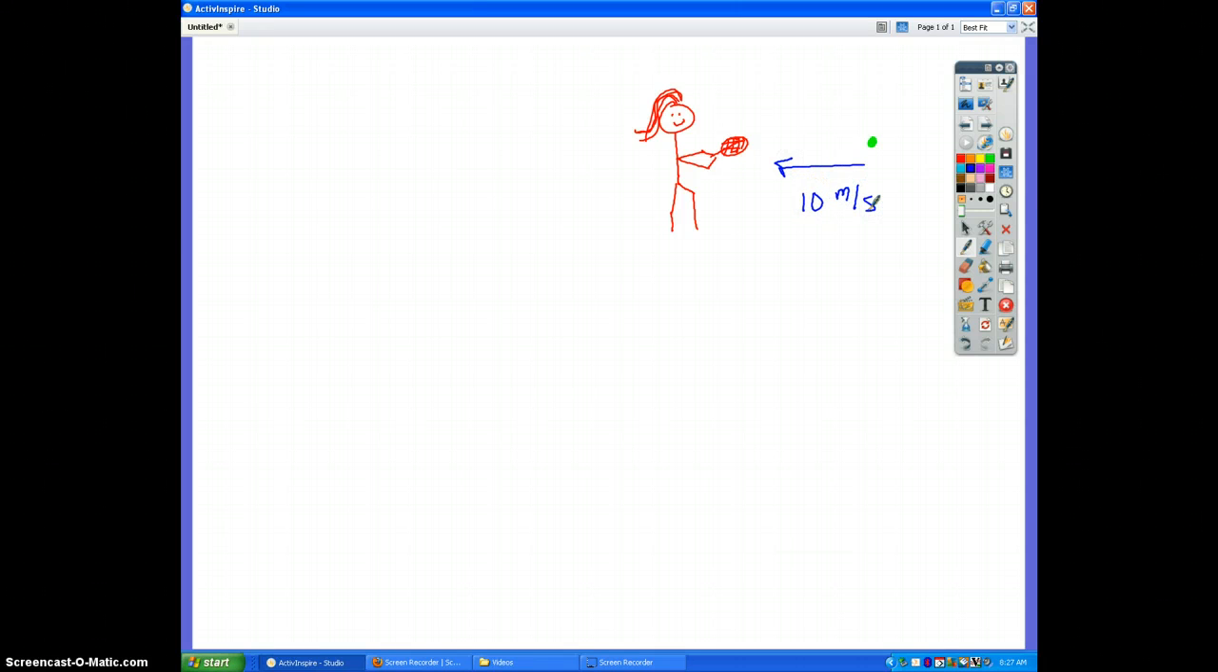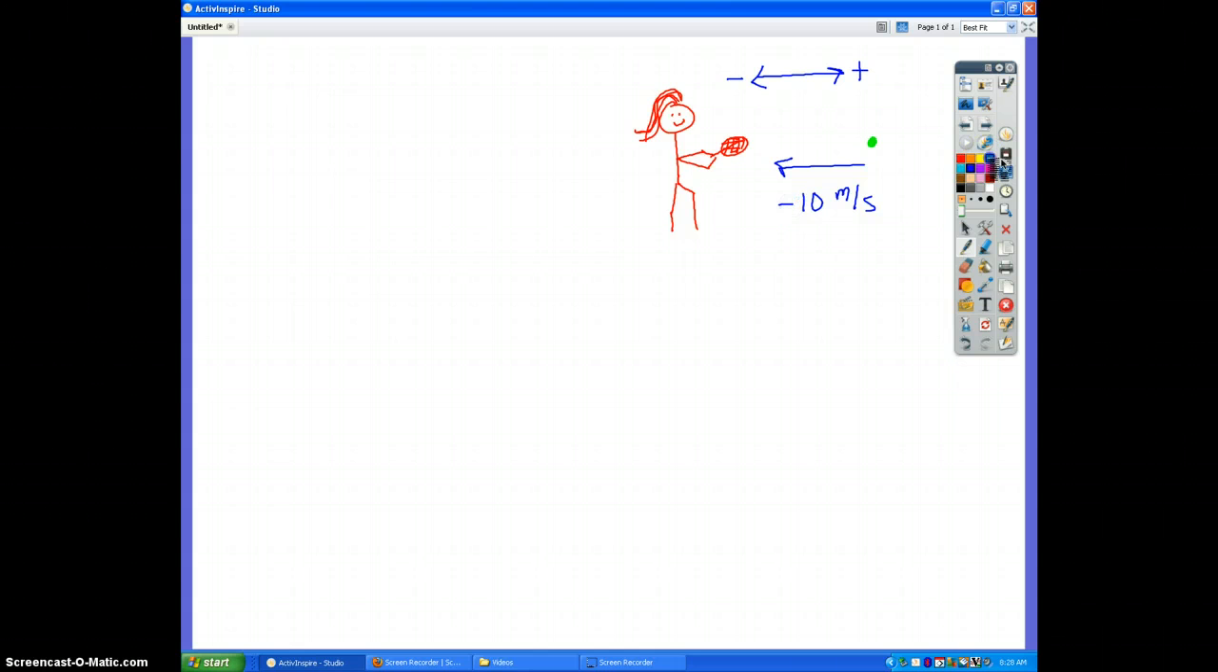The only problem that we have with this problem is we need to make sure that we define an axis. So we're going to say anything to the right is going to be positive, and anything to the left, the speed will be negative. Because we see that this ball is moving to the left, we need to make sure that we have the speed negative since the ball is moving to the left.